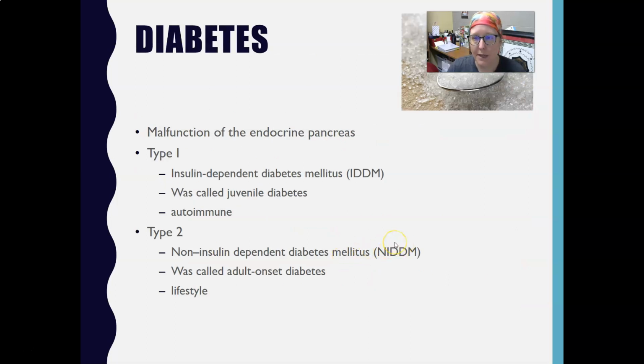All right, so let's talk diabetes. Diabetes is very, very prevalent in society, especially in the US. And diabetes is a malfunction of the endocrine portion of the pancreas. And you have type 1 and type 2 diabetes. So type 1 was called juvenile diabetes. It is insulin-dependent diabetes mellitus. So people that have type 1 diabetes have to have insulin.